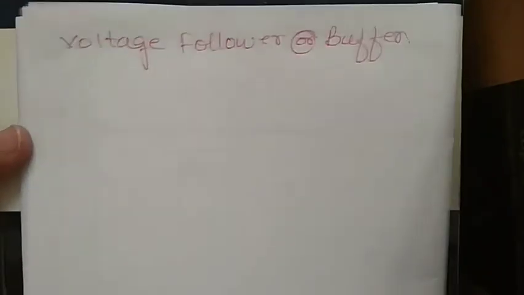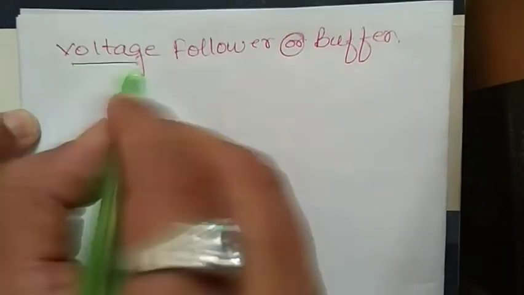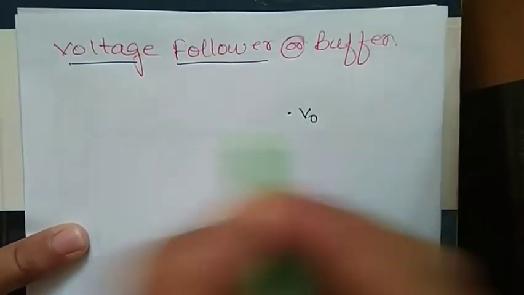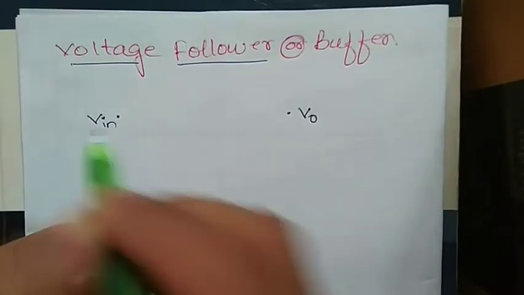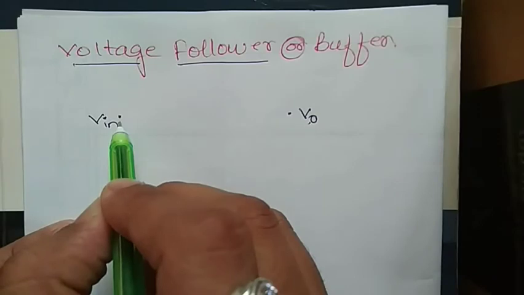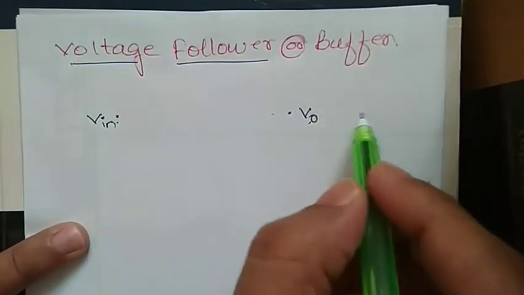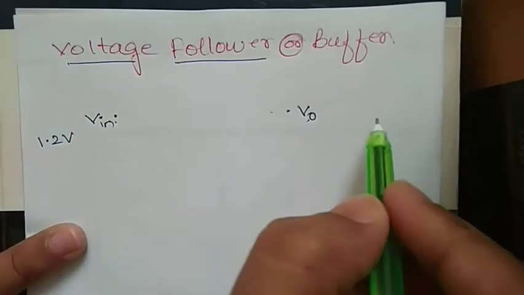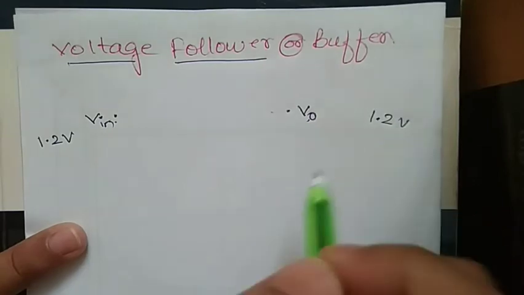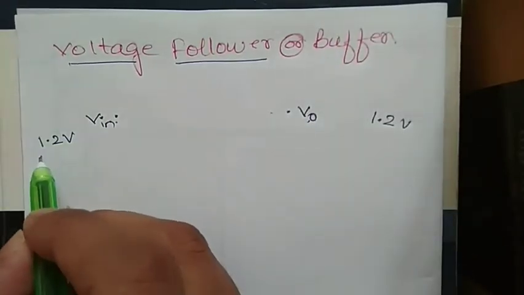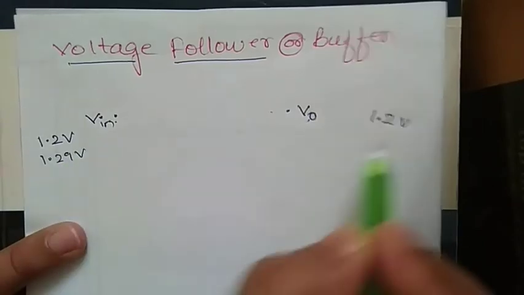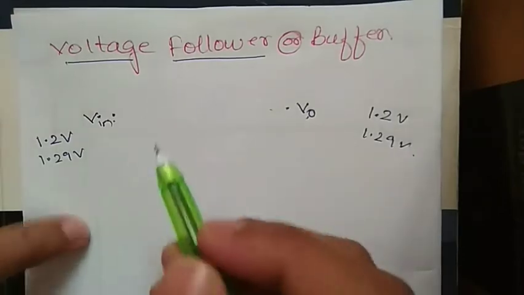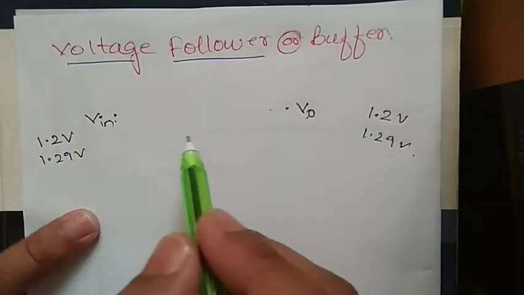Now, what exactly does the voltage follower define? The name itself defines that your output follows the input. For example, if you supply the input as 1.2 volts, then your output must be 1.2 volts. And if you change the input to 1.29 volts, then your output must be 1.29 volts, and so on. So usually, how are they going to describe this voltage follower using your op-amp?